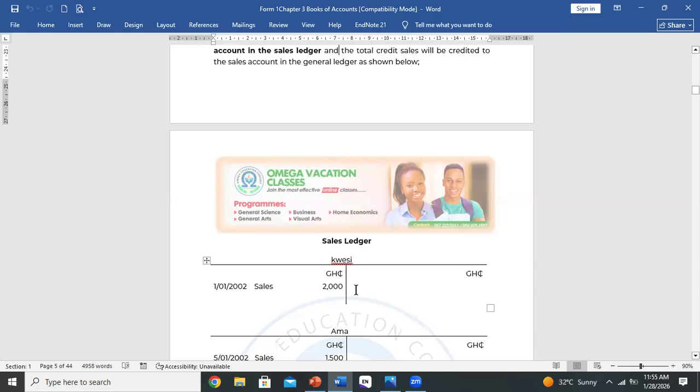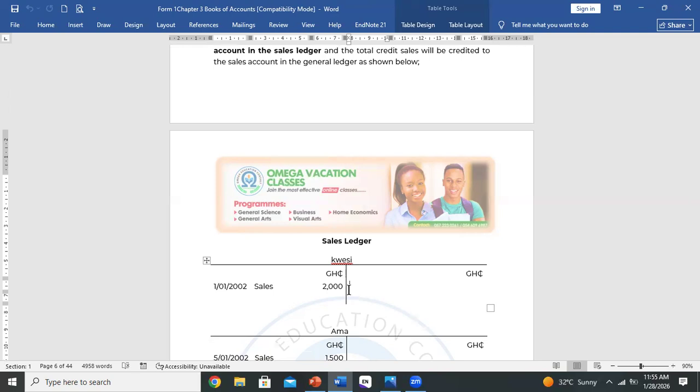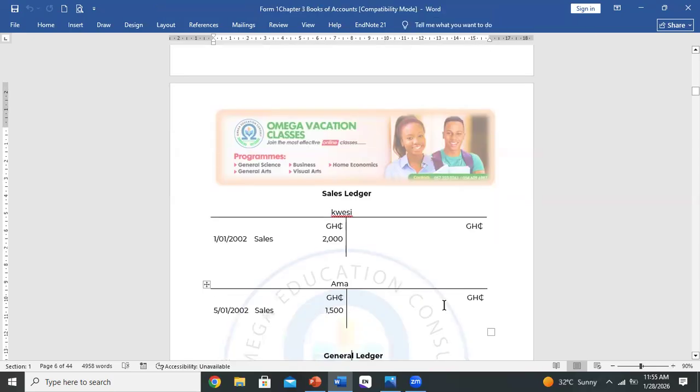And when customers return goods, we credit them. So you then put the date here. The details will be return invoice. You put the amount there. So the return invoice will also go into the sales ledger for the individual debtors, and the total will go into the general ledger, the return invoice account.